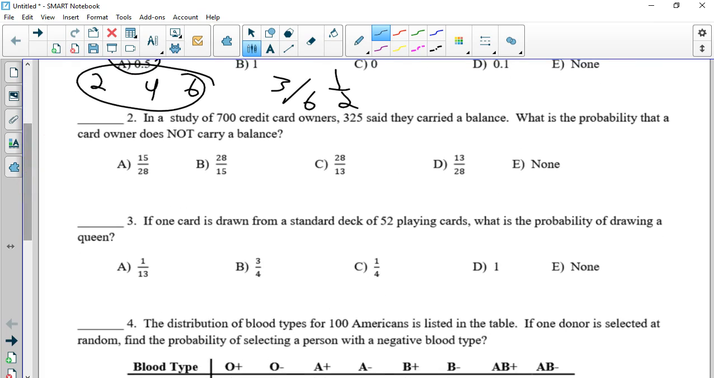Twinkle, twinkle, twinkle. Okay, in a study of 700, well, we already have our number right there.